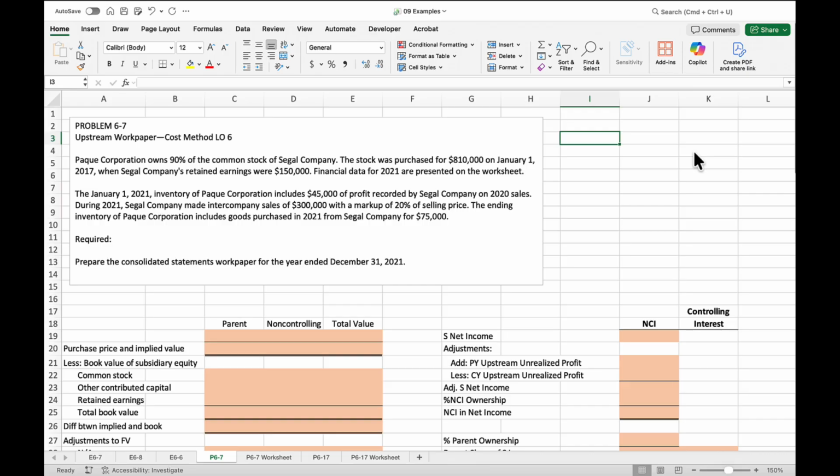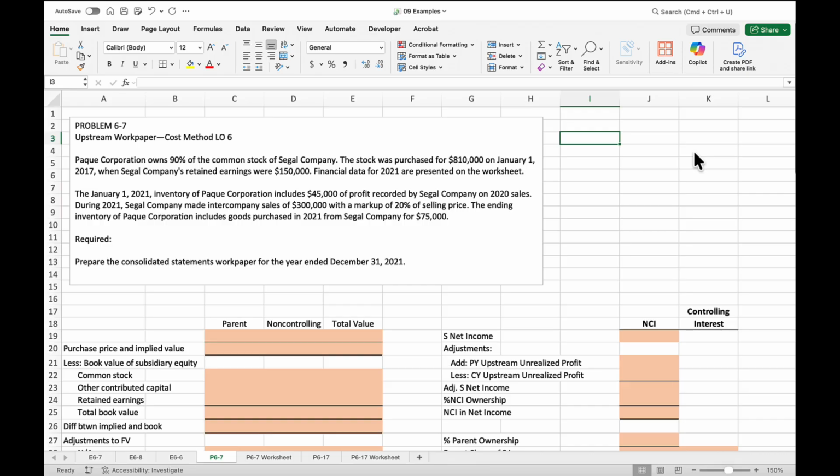The January 1st, 2021 inventory of Peck Corporation includes $45,000 of profit recorded by Siegel Company on 2020 sales. During 2021, Siegel Company made intercompany sales of $300,000 with a markup of 20% of selling price. The ending inventory of Peck Corporation includes goods purchased in 2021 from Siegel Company for $75,000. The objective of this problem is to prepare the consolidated statements work paper for the year ended December 31st, 2021.